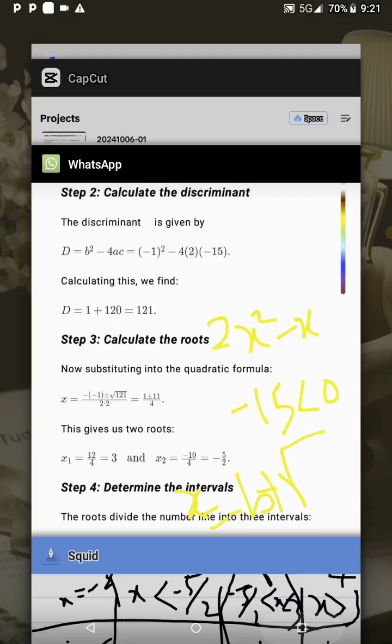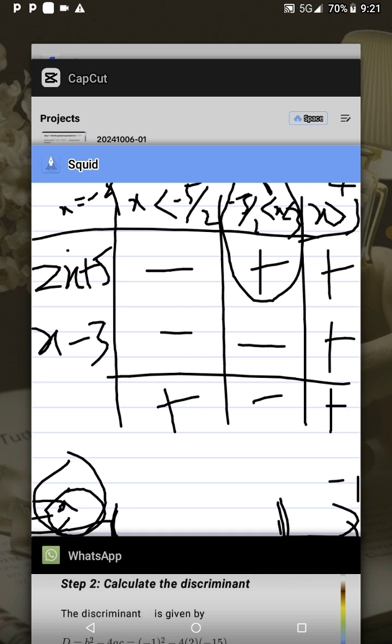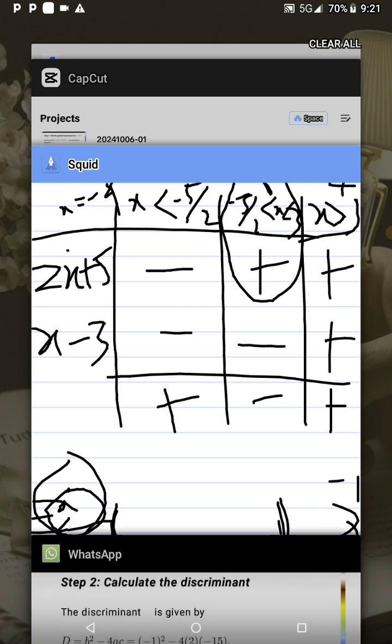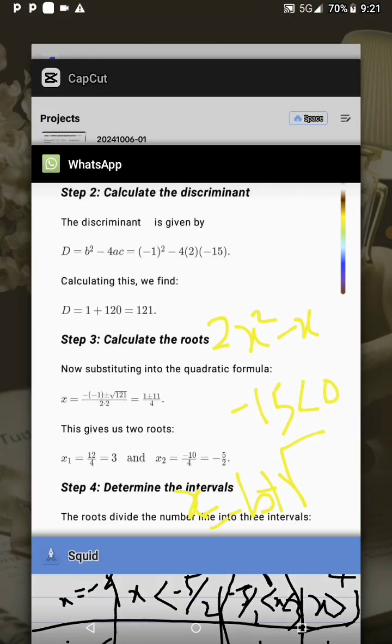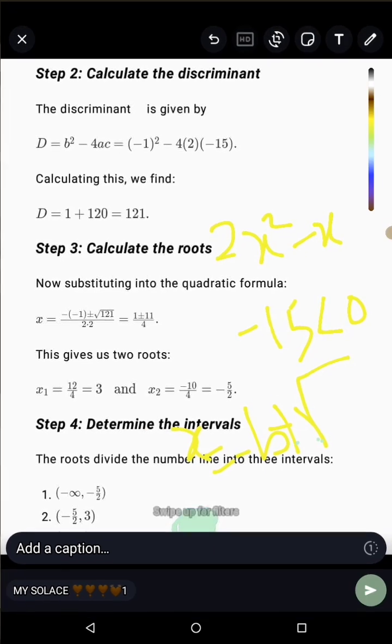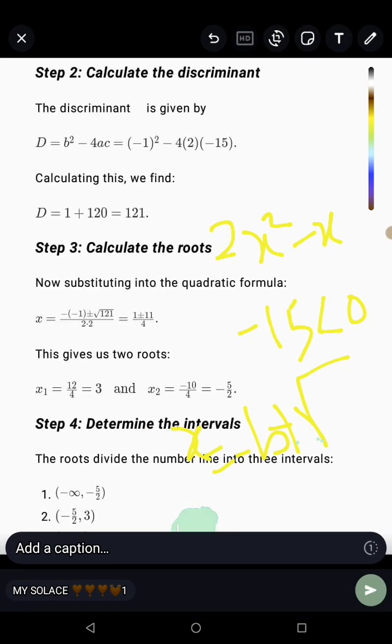Don't mind me. So the region that satisfies our answer is actually this region, the second region here. This is the region that satisfies our answer. So that is the solution to that inequality. That's minus 5 over 2 to 3, which is the solution to that inequality.